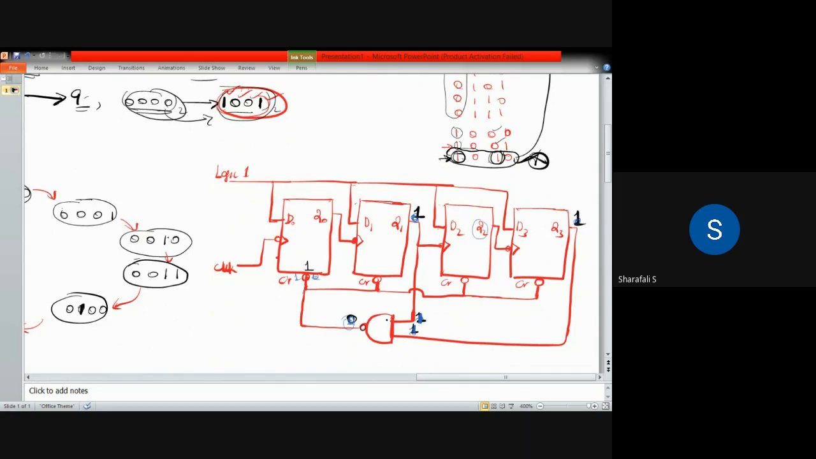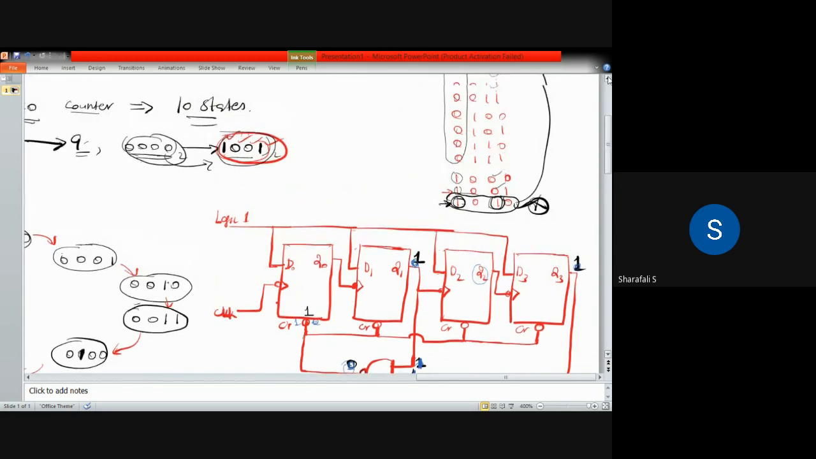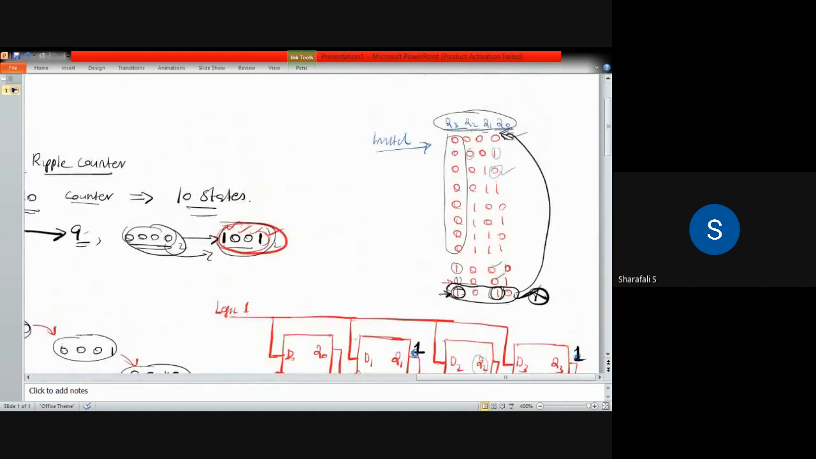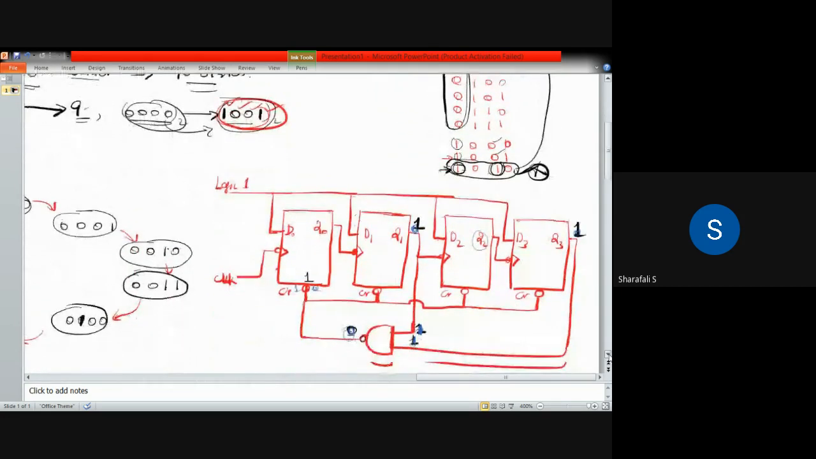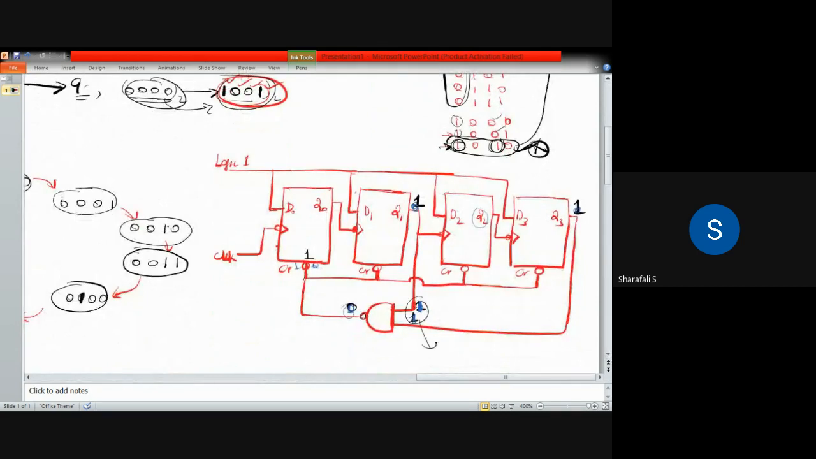Here, if you consider any other values, if you consider Q3 and Q1 values, you have all values for Q3 which is 0 for this many states. So if you are having a 0 at the NAND gate input, if any one of these values is equal to 0, then the output of this NAND gate is equal to 1. And that 1 will come here. If you take the complement of that 1, that will make this clear command 0, which means that it will retain its state. Q0, Q1, Q2, Q3 will retain their states. It will not clear.